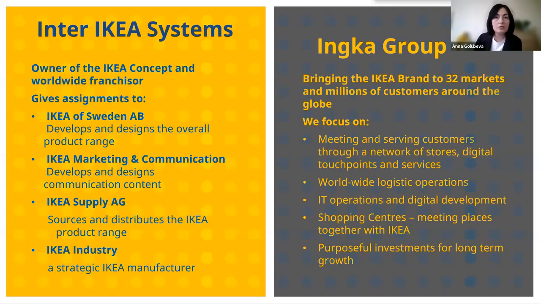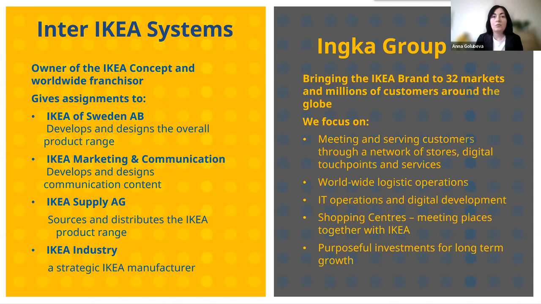If we switch to the next one. Yes, I just wanted to introduce a little bit our company, which is of course one brand, but many companies under it. Here you can see two companies that we represent today. As I mentioned, IKEA Systems is the company that is the franchisor, meaning that we own the IKEA concept and we franchise it to the different franchisees around the world. And not only that, we of course have different other global organizations that we give assignments to for the different parts of our business. So for example, here you see IKEA of Sweden, the organization based in Sweden, responsible for developing and designing the range.